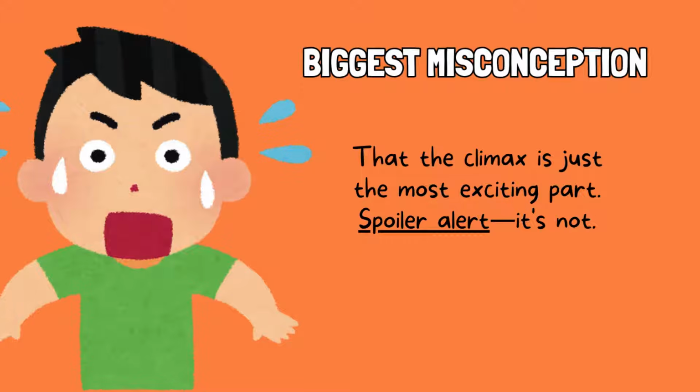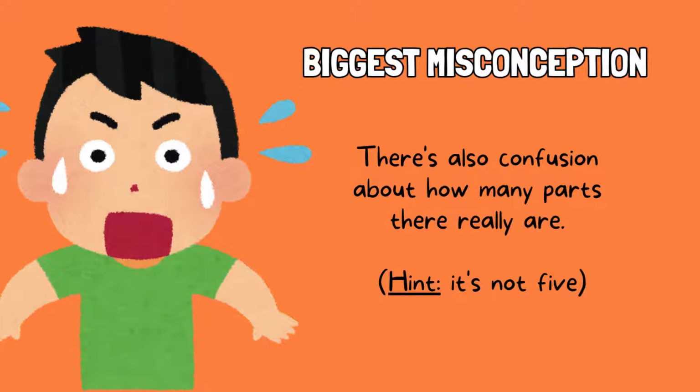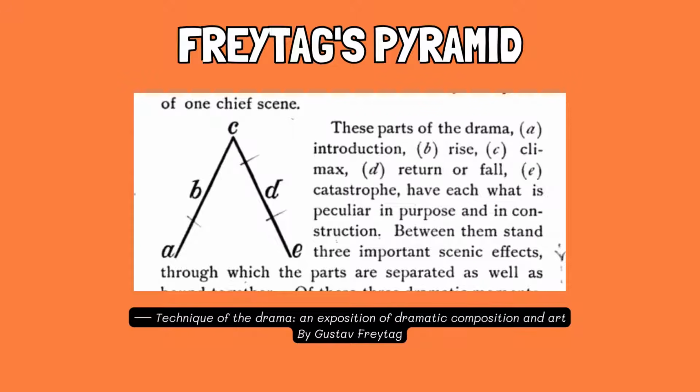The biggest misconception? That the climax is just the most exciting part. Spoiler alert, it's not. There's also confusion about how many parts there really are. Hint, it's not 5, and where the real turning points actually happen. Today, we're going to break down what Freytag's pyramid actually is, where it came from, and most importantly, how to use it correctly to make your stories absolutely incredible.